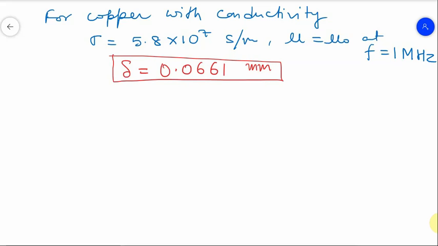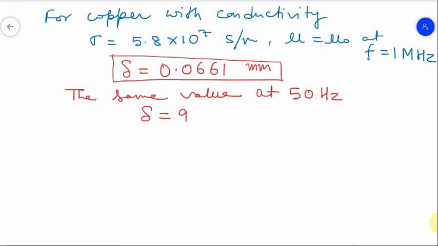So the same value of delta, because we use copper conductor for our electricity transmission at 50 hertz, if we calculate at 50 hertz frequency, then your delta will be equal to 9.35 mm. So all fields in a good conductor such as copper are essentially zero at distances greater than a few skin depths from the surface.